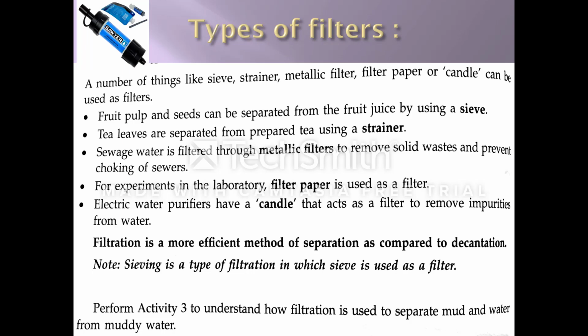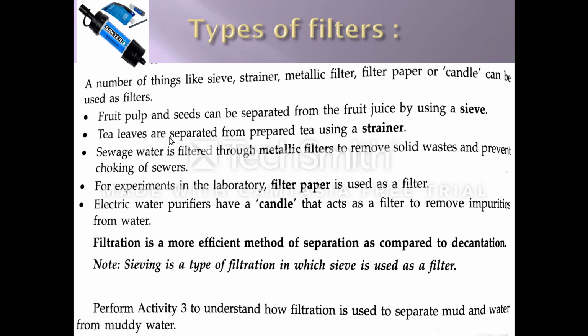Now let's see different types of filters. A number of things like sieve, strainer, metallic filter, filter paper or candle can be used as a filter. For example, fruit pulp and seeds can be separated from the fruit juice by using a sieve. When you are preparing fruit juice, to separate the pulp from the juice to get a clear juice, we use a strainer, a sieve, to separate the pulp and the seeds from the juice.